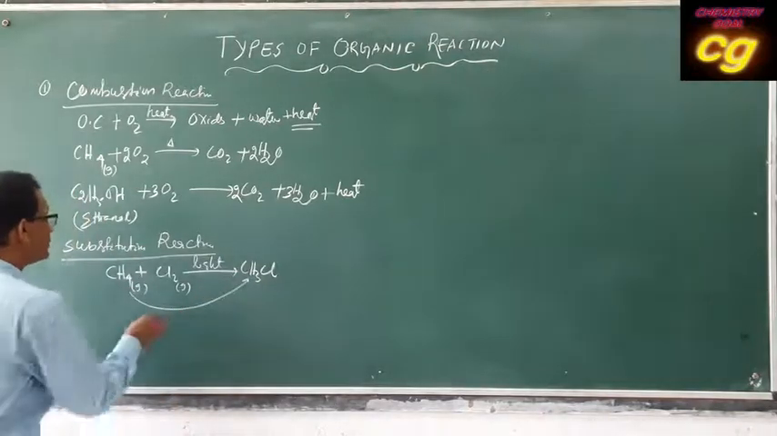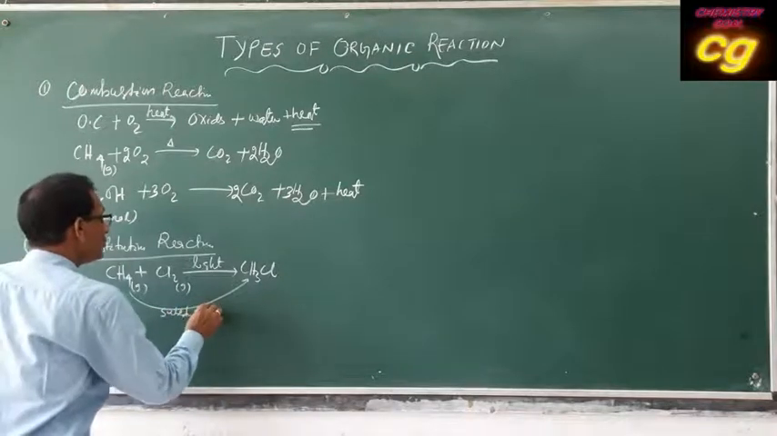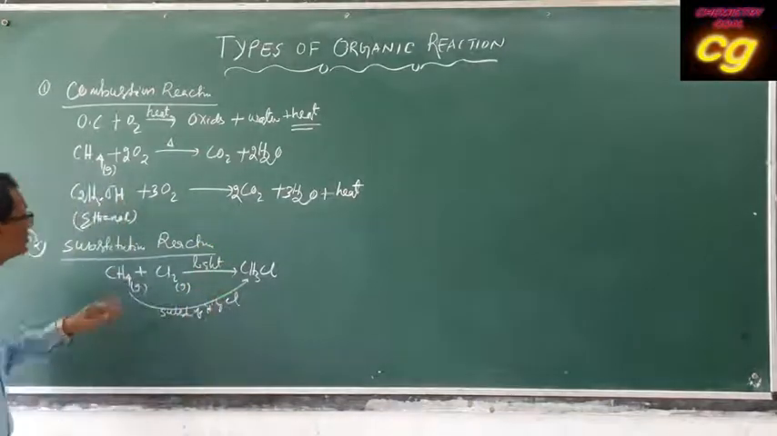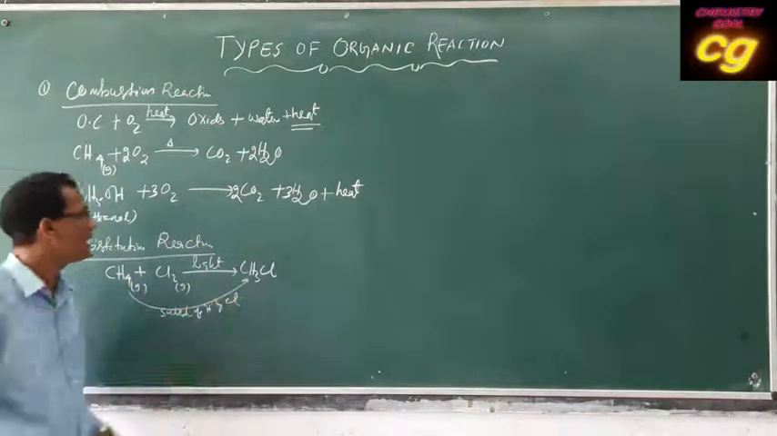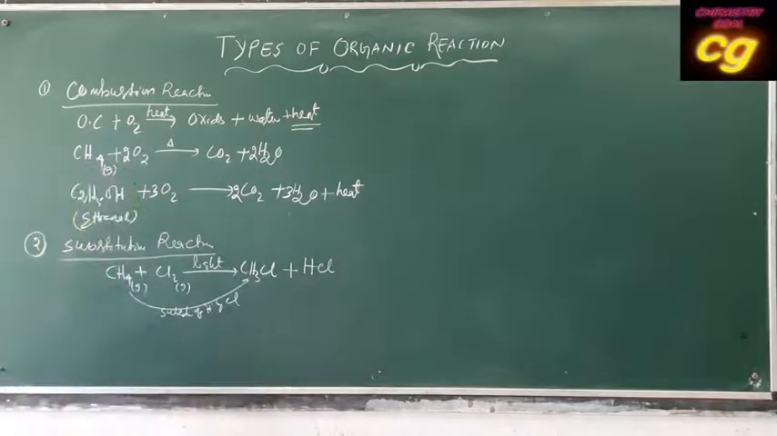So one hydrogen of methane is replaced by chlorine, so it is a substitution reaction. That is substitution of hydrogen by chlorine, and produces the remaining HCl. So this is an example of substitution reaction.